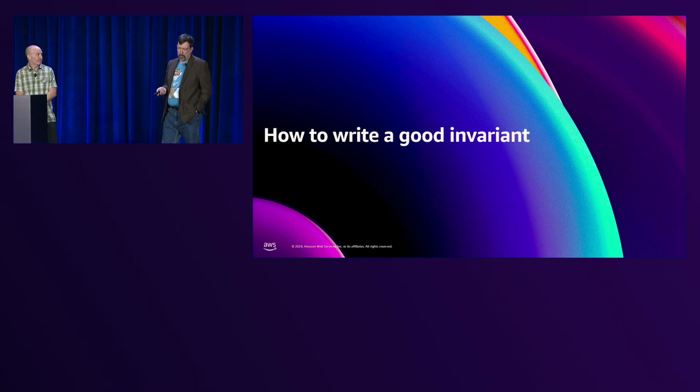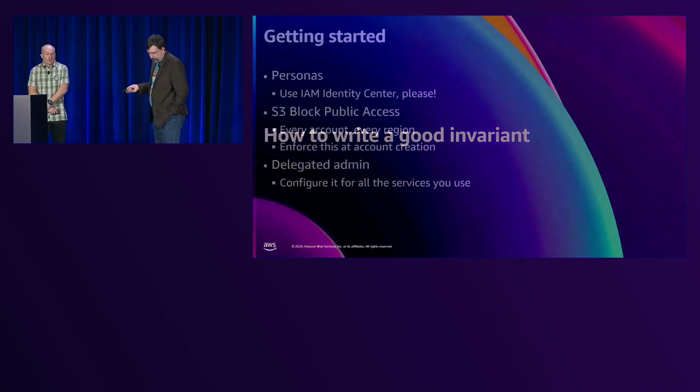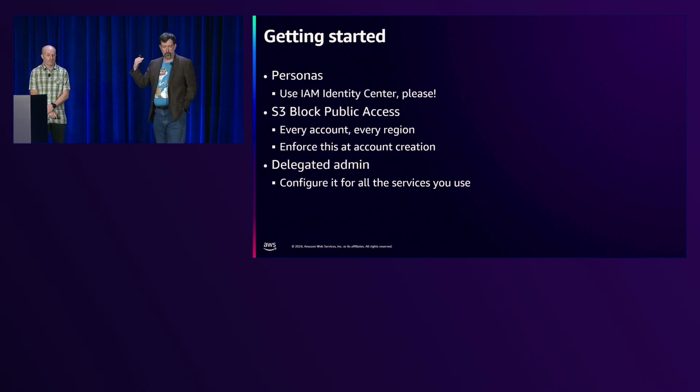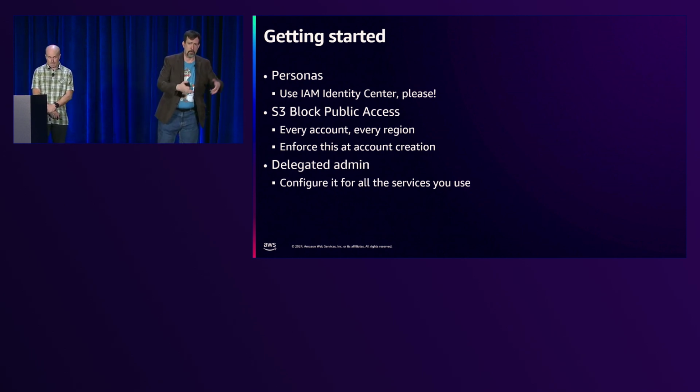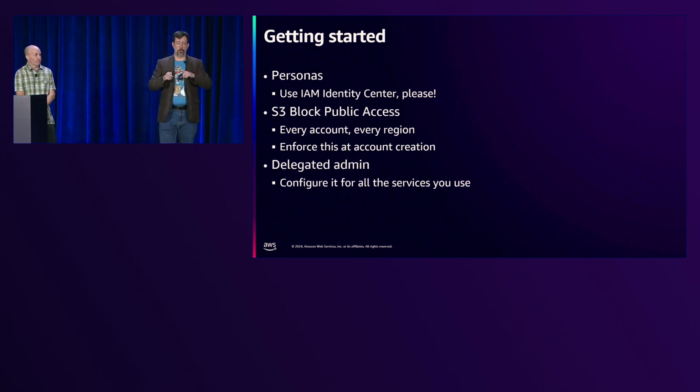So, how to write a good invariant? You really want to start thinking about the personas that are involved. We said only the cloud networking team can create a VPC. So there's your persona. You've got the cloud networking team. Only the security team can turn off GuardDuty. So you have the security team. Using these roles, these personas that you'll define as roles in AWS Identity Center, that's part of getting started. I typically say turn on block public access in all accounts at birth. With EBS block public access, this is a regional thing. You need to do it in every region.